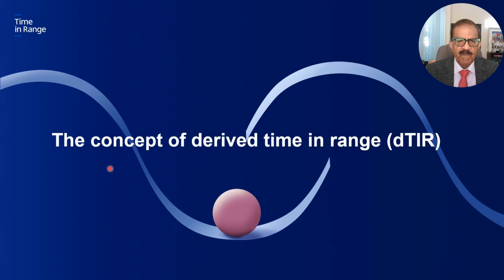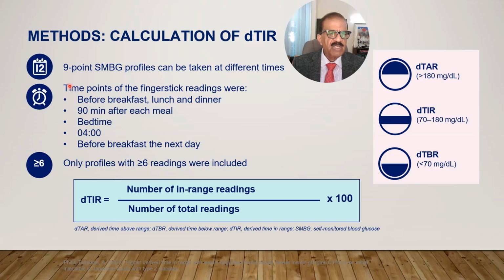So, the concept of derived time in range. One point I highlighted, one downside of time in range, is that you need an expensive device. But there is a concept of derived time in range with just normal glucose monitors, which almost every diabetic patient has. So what is it?